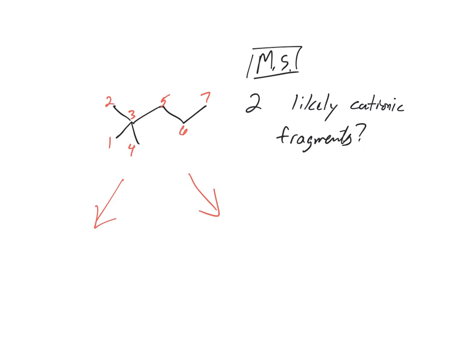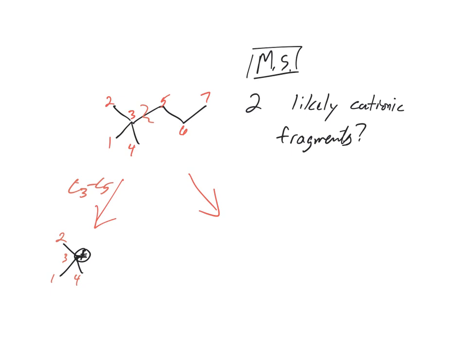All right, we've discussed it. We've decided if we broke between C3 and C5, that would be a good spot. And then we could have a fragment with a plus charge on carbon 3. And that would be really good because that will be a tertiary carbocation. So that'd be a pretty likely fragment.